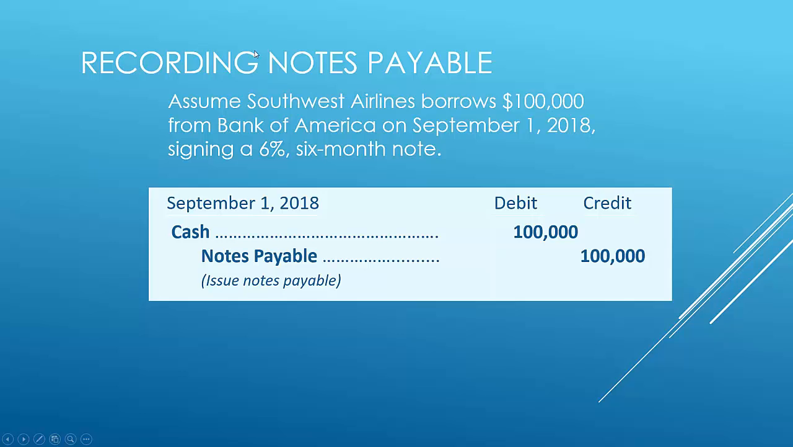So, assuming Southwest Airlines borrows $100,000 from the Bank of America on September 1st, they sign a 6-month note. When they sign the note, they're going to take the $100,000. Why? Because the bank just gave them $100,000. So here comes my cash increasing, and I'm also increasing my notes payable by $100,000.